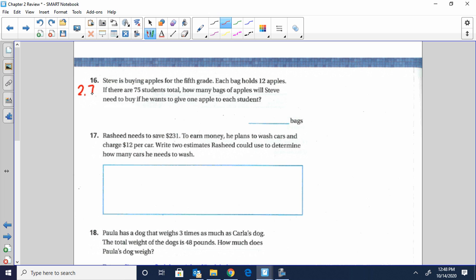So we're going to take 75 students. We're going to divide this by 12 apples in a bag. Okay, you're going to the store, you're buying bags of apples. We're dividing it by 12. 12 goes into 7 zero times. 12 will then go into 75 6 times because 12 times 6 is 72. That's as close as we're going to get. And we subtract and we get 3.